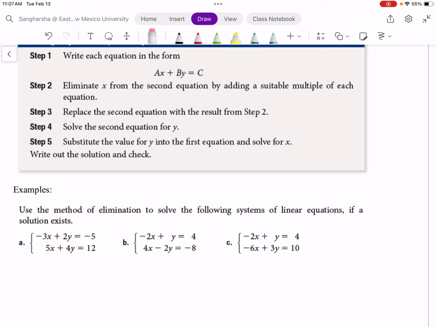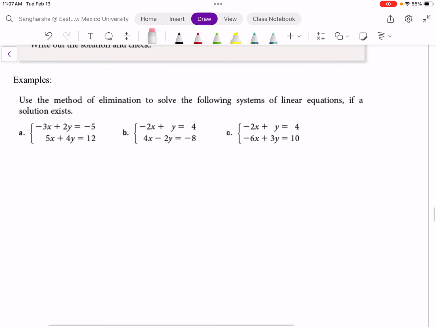So what variables can we eliminate here? Okay, before this one, let's do simpler examples, so it will be clear for you. So for example, let me add one more example.